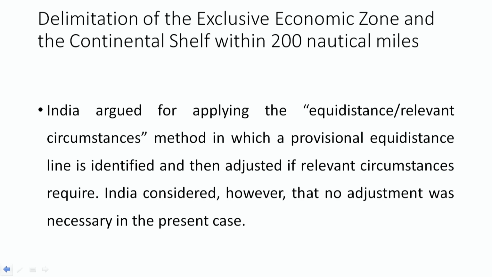Now, what actually happened? Let's see. Equidistance relevant circumstances method, in which a provisional equidistance line is identified and then adjusted if relevant circumstances require. India considered, however, that no adjustment was necessary in the present case, because India was relying on the earlier decision, or let's say the earlier settlement, done by the British.